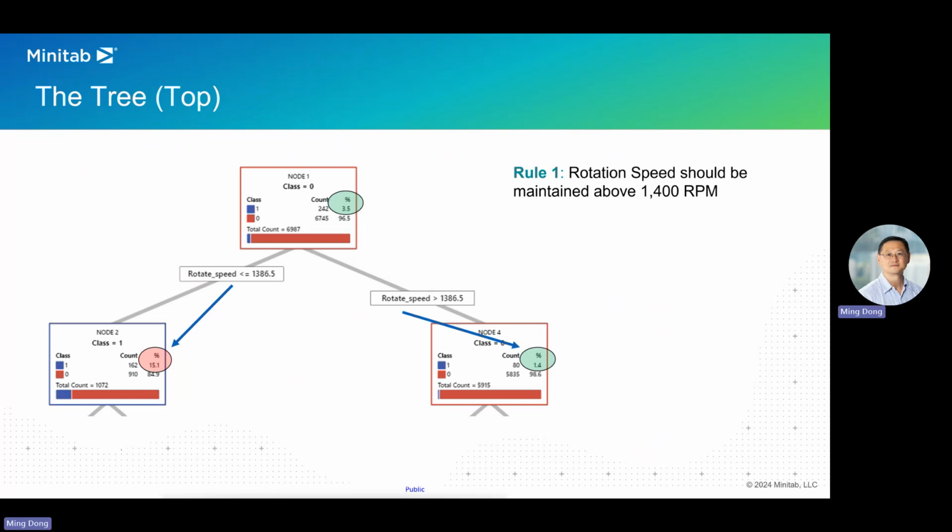So we can see simply from here, if the rotation speed is less than roughly 1,400 RPM, then the failure rate jumps quickly to 15%, which you can see from the diagram. So very simple, whether rotation speed is high or low, the failure rate is different. If it's less than 1,400, the chance of failure increases to 15%.